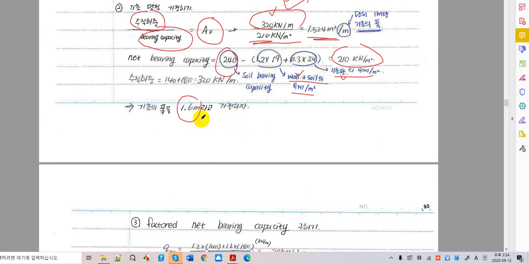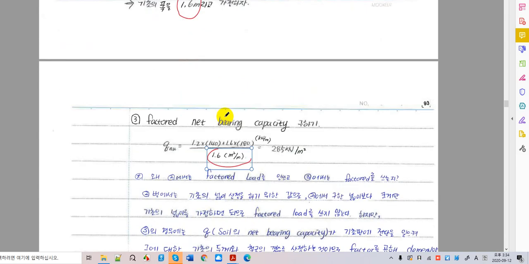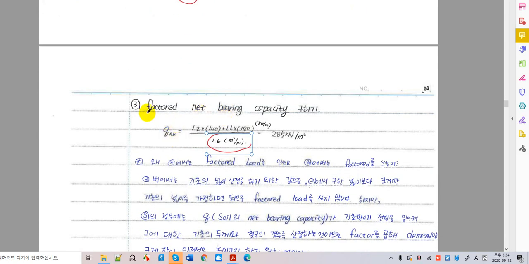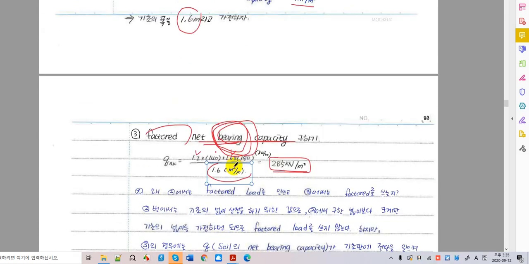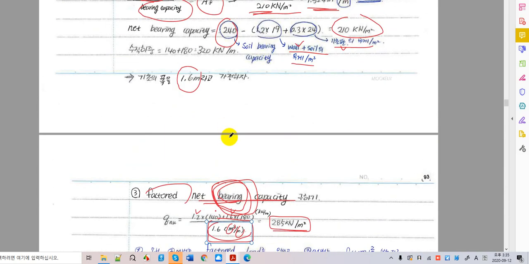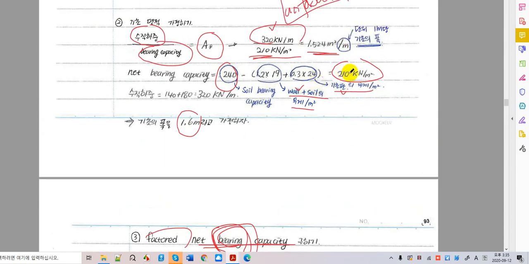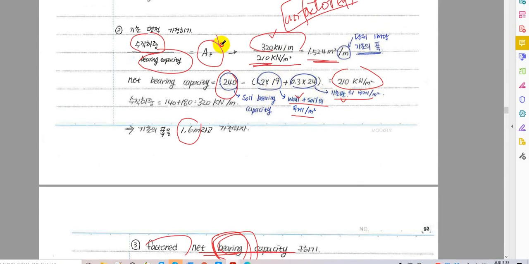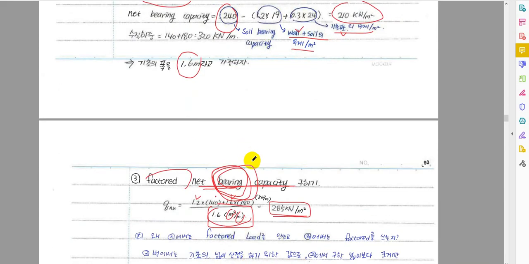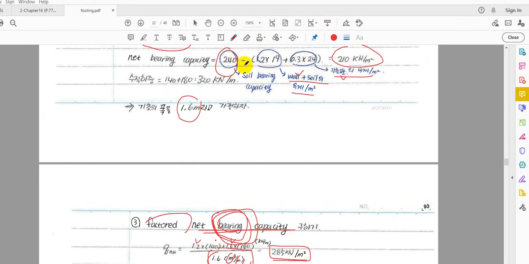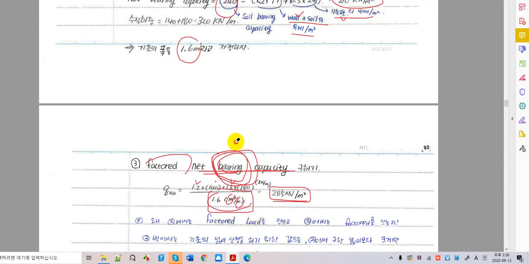So with the foundation width, we come up with the result. Okay, now we use 1.6 meter square per meter. So this is an assumed foundation width based on this value. Okay, so now we are ready to calculate. I'm going to erase this. Let's say, can I erase this? Okay, good.